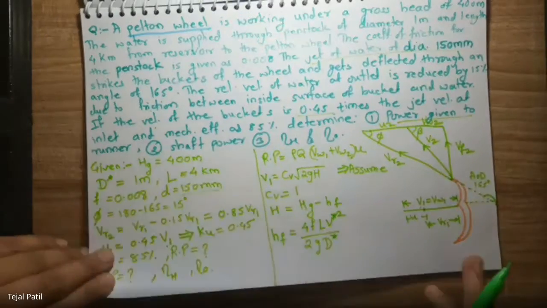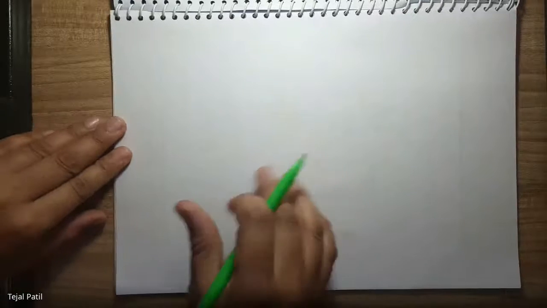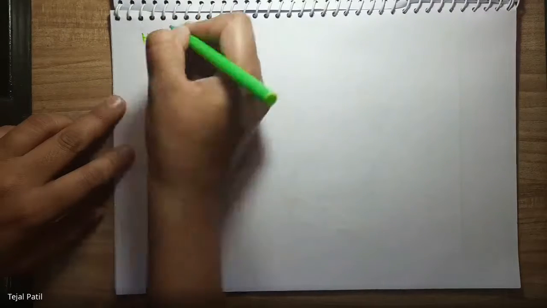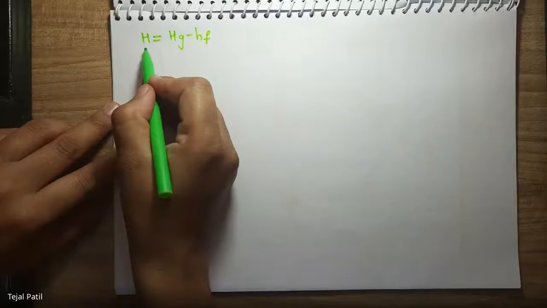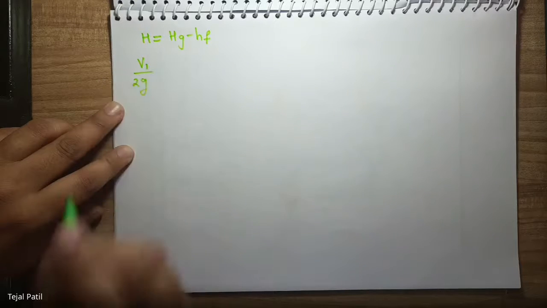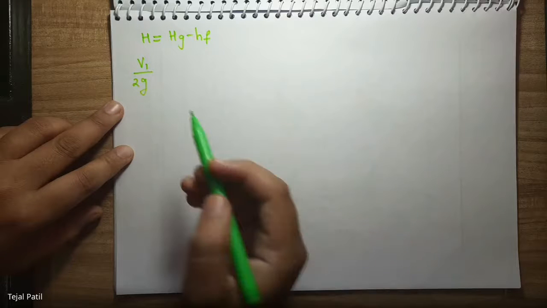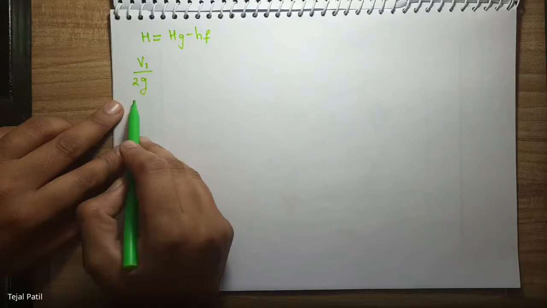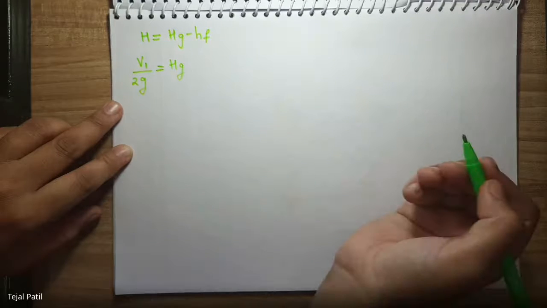Let me put it in the formula, that is H is equal to Hg minus Hf. H you can again write from your V1, that is, it is equal to V1 square upon 2G. Yes, can we write this? Yes, because your V1 is under root of 2GH, and we have taken CV as 1. So we can write H as V1 square upon 2G. Hg value is known to you, so you can directly keep it as it is.